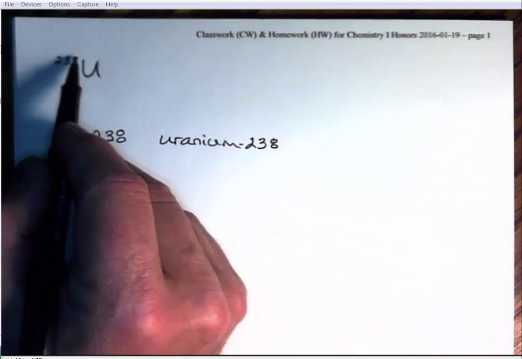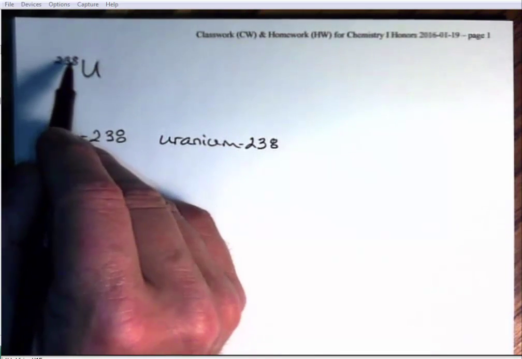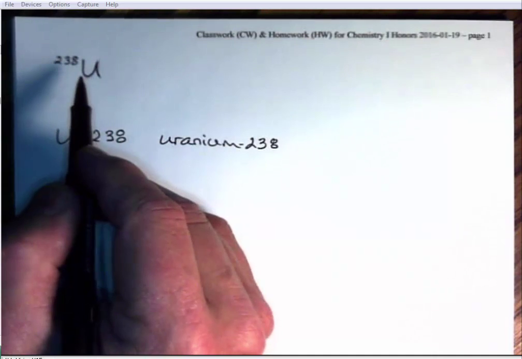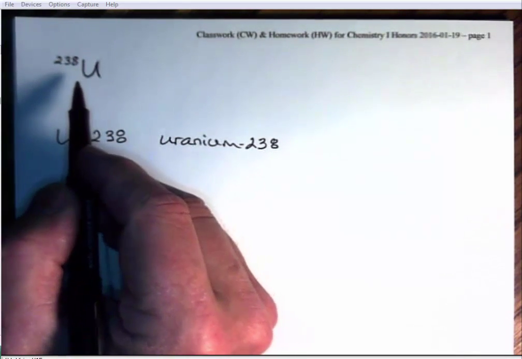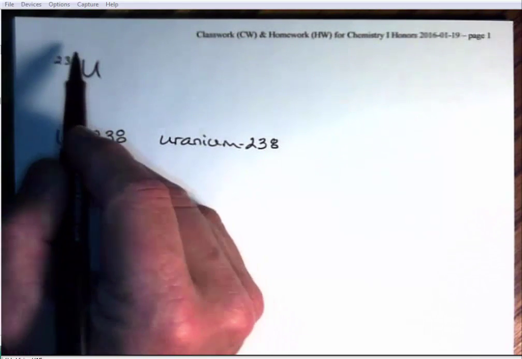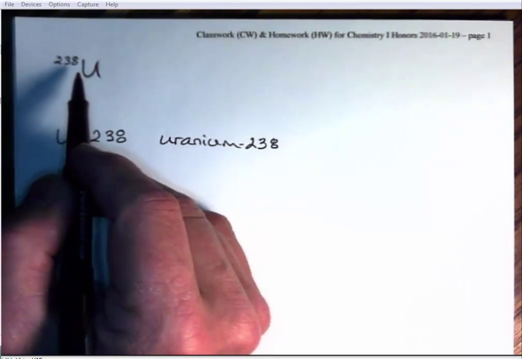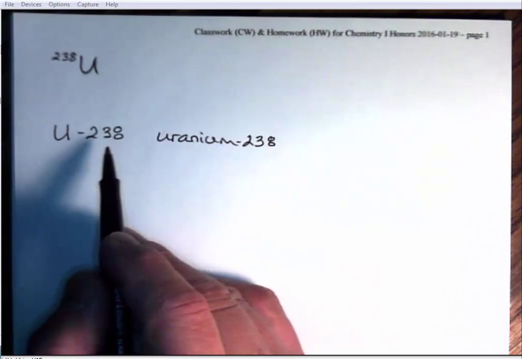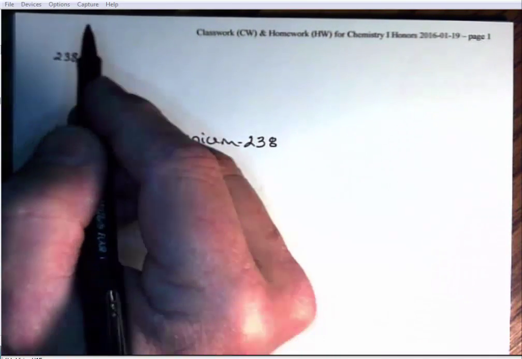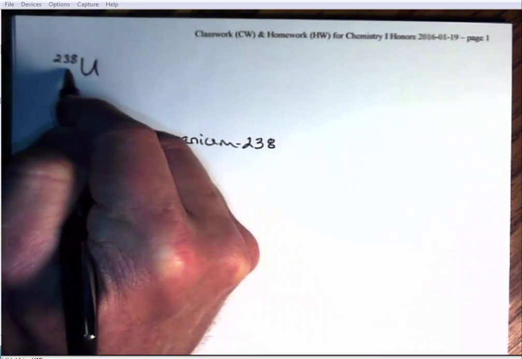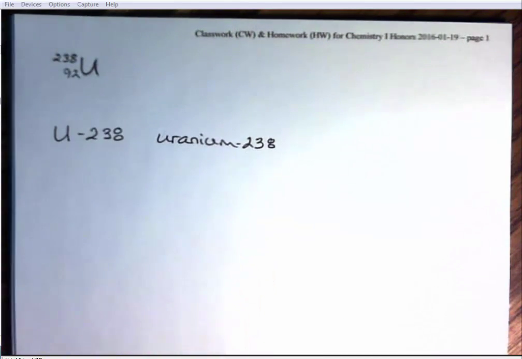All right. So this is the mass of this particular isotope of uranium. Now that's really enough. Okay? And in some later classes, you may be asked to write your symbols for isotopes in just this way and nothing else. Okay? But for the math that we're going to do to balance these equations, I want you to write the atomic number down here. Okay? Uranium's atomic number is always 92. All uraniums are always 92 because that's how you identify elements. Okay?